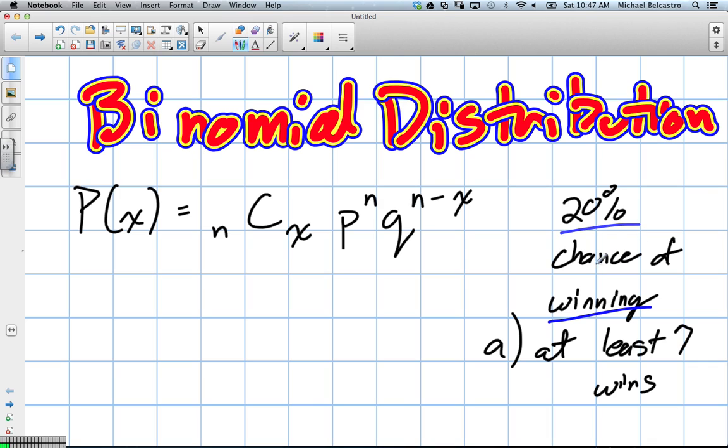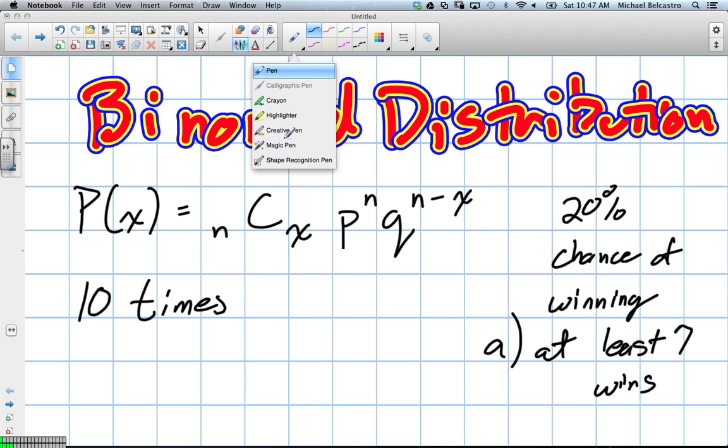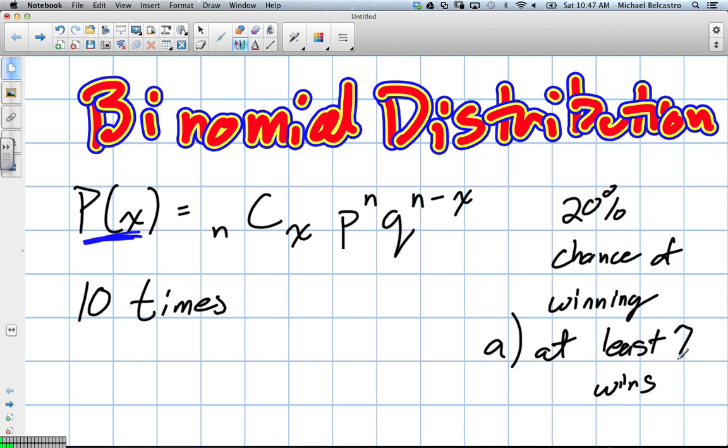And let's say you're going to play this game 10 times, right? So we buy 10 cups of coffee, we win 10 times. We want to know our probability of winning at least 7 times, okay? This is actually very important because at least 7 wins gives us many different options. This formula will help us calculate for one specific one. So for instance, if we're trying to figure out the probability of winning 7 out of 10 times, we'll do that as the very first one.